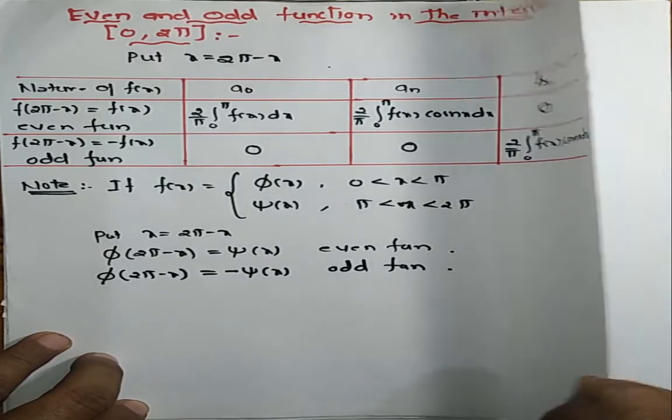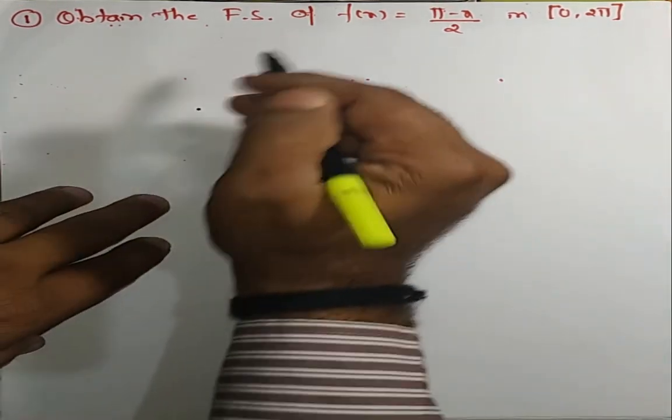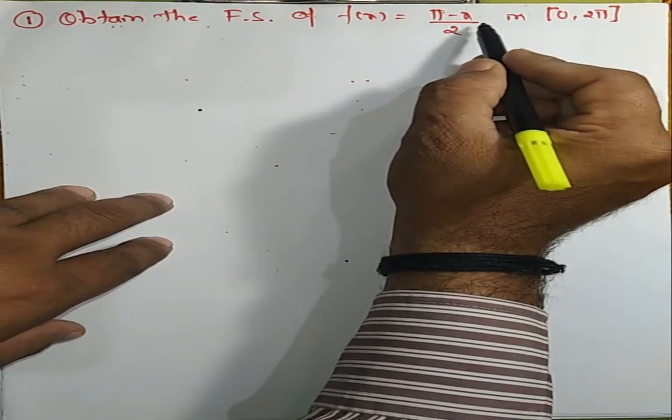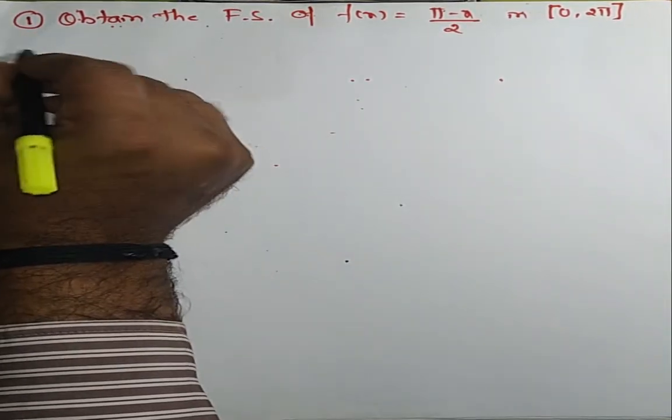Now let us solve some examples. The example I usually take is: obtain the Fourier series of f of x equal to pi minus x divided by 2 in the interval 0 to 2 pi.